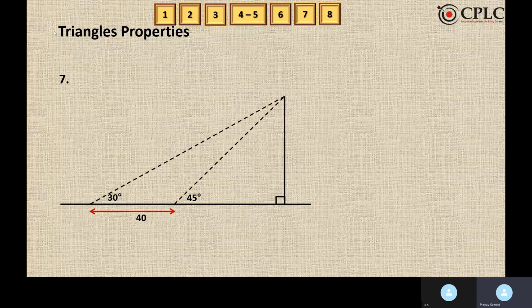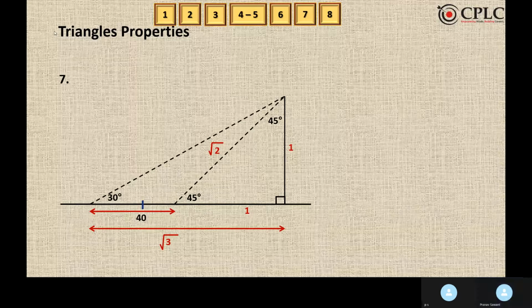The smaller triangle is going to be 45, 45, 90, and the bigger triangle is going to be 30, 60, 90. We know the ratios of a 45, 45, 90 triangle, that is 1 is to 1 is to root 2. We also know the ratios of a 30, 60, 90 triangle. So side opposite to 60 is going to be root 3. Hence, the entire base is going to be root 3.